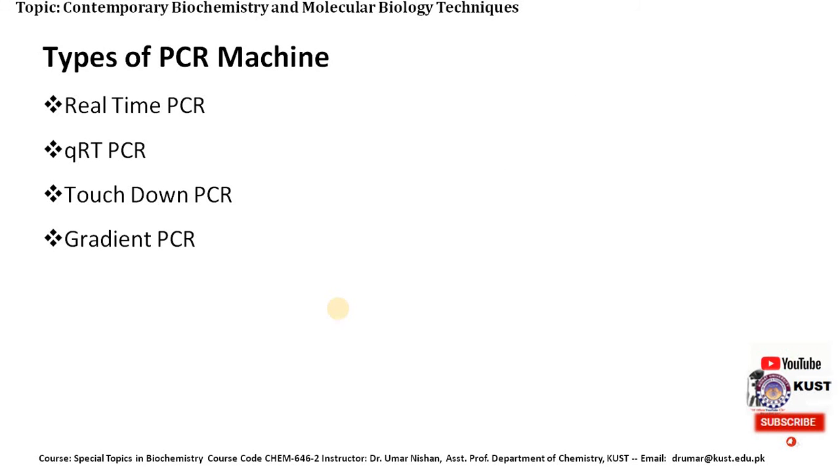There are different types of PCR machines. One is the real-time PCR, another is the quantitative real-time PCR, touchdown PCR, and gradient PCR. These are the different variants of PCR that are used for a diverse range of purposes.